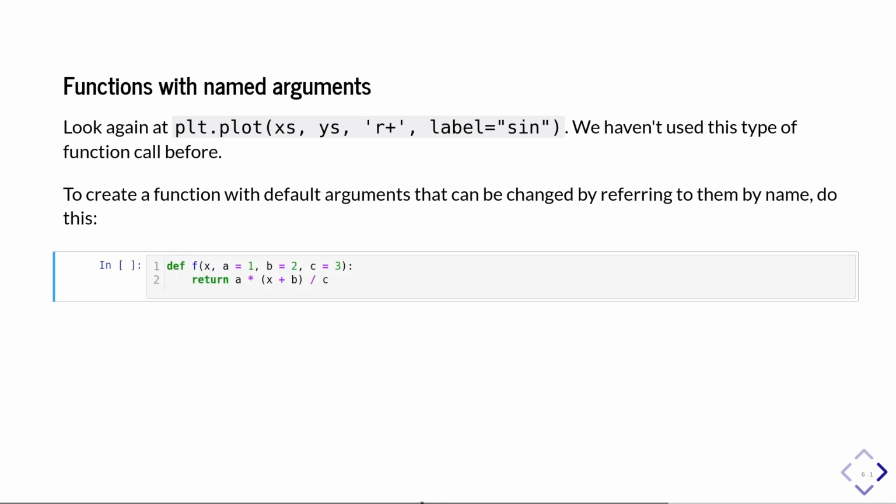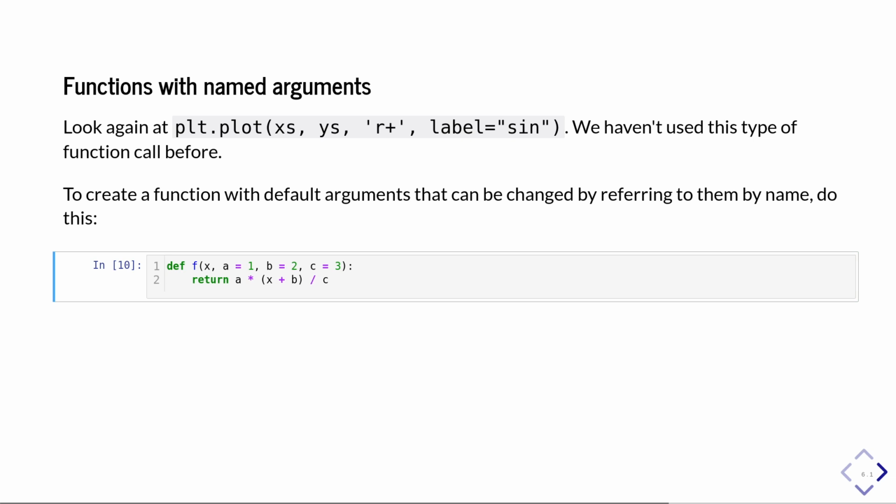So let's see how to do this ourselves. I'm going to create a function which has some named arguments. Here my function is called f, it's got an argument x which doesn't have a name, and then 3 more arguments: a, whose default value is 1, b, whose default value is 2, and c, whose default value is 3. And it returns just some arithmetic expression involving a, x, b, and c.